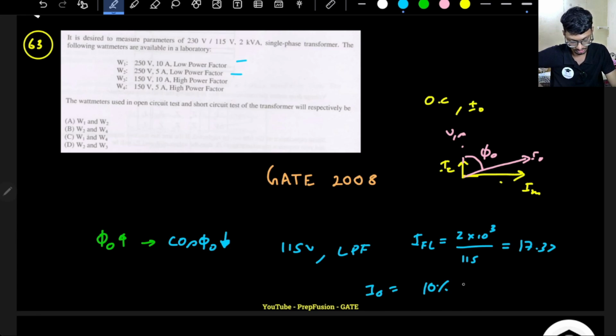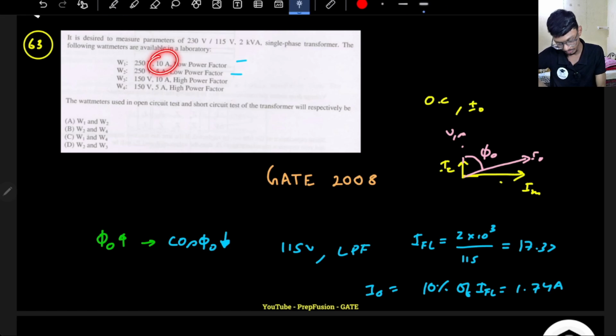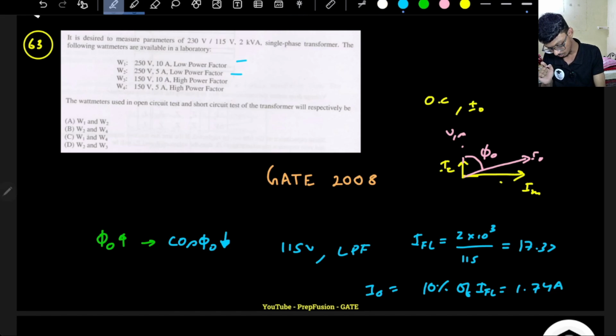I am taking maximum 10% of full load, it will be like 1.74 amperes. Still, I don't need this much amount of current, right? Again it will cause error if I choose a wattmeter reading of higher amperes, but my current is actually not that high. I will have a bit of errors. So I should choose an optimal value of current, rated current, so that I can measure the core loss correctly. So I will choose W2 for doing the open circuit test.